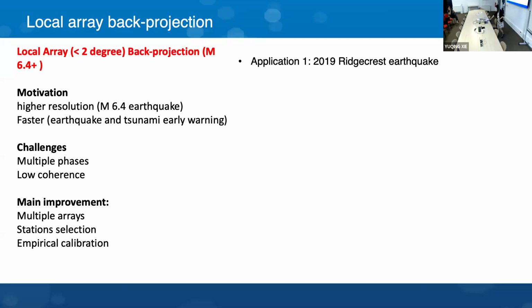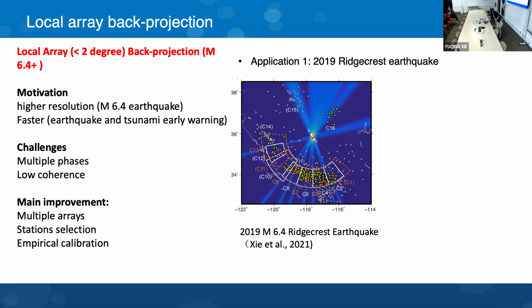To solve these problems, we use some very simple methods, like dividing the whole station set into several fan-shaped sub-arrays and combining the results to increase the stability. We also select the stations carefully and figure out which stations are more coherent. And we apply empirical calibration to the velocity structure to make the result more accurate and concentrated.